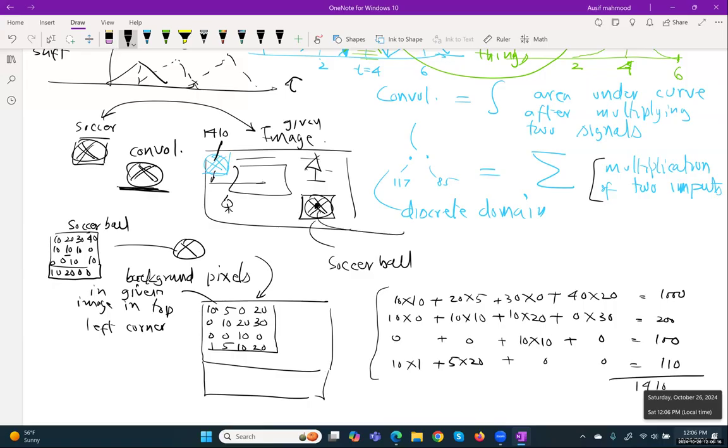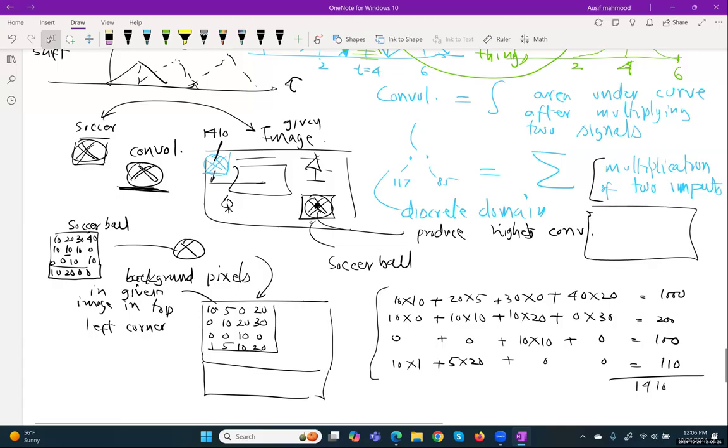So this will produce the highest convolution where the soccer ball is. Suppose we do the convolution of two things, and if we take a look everywhere, there will be numbers like 14, 10. Once I move the soccer ball 1 pixel to the right, for example, I'll do one more convolution.